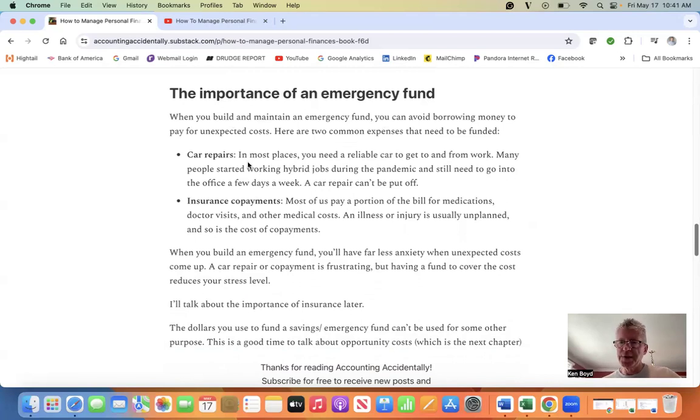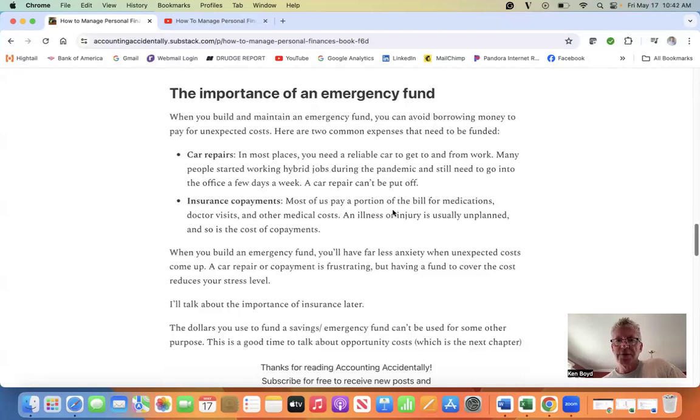Car repairs. We've all experienced this. In most places, you need a reliable car to get to and from work. Many people started working hybrid jobs during the pandemic, but they still need to go to the office a few days a week. Very common. And a car repair, generally speaking, can't be put off.